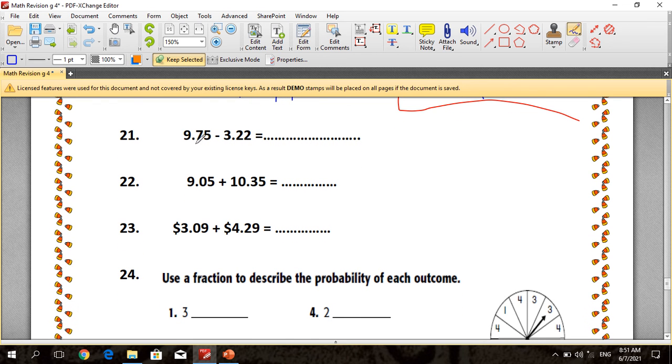Here we have 9.75 minus 3.22. Okay. Well, to get the result, we have two ways. You can find the result in this way, or you can make a graph here to find the result, it's up to you. Well, I will answer in this way to know how you can get the result in both ways, okay?